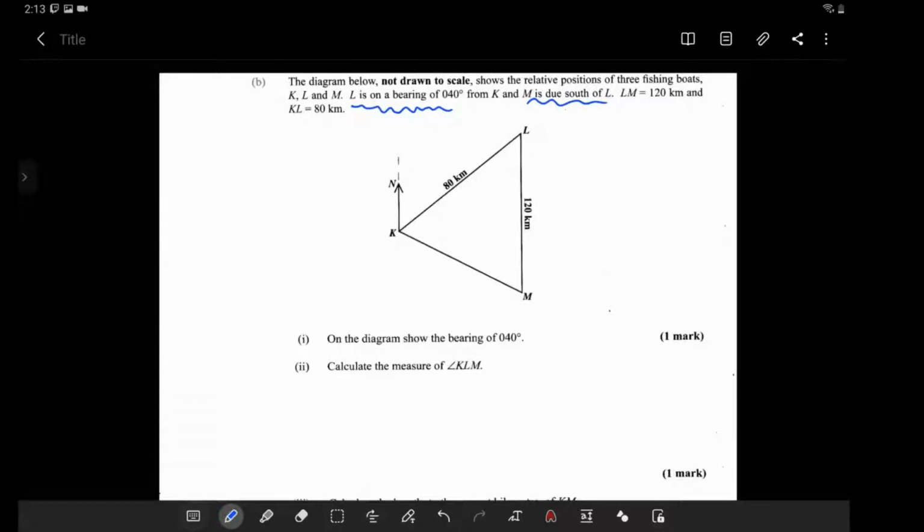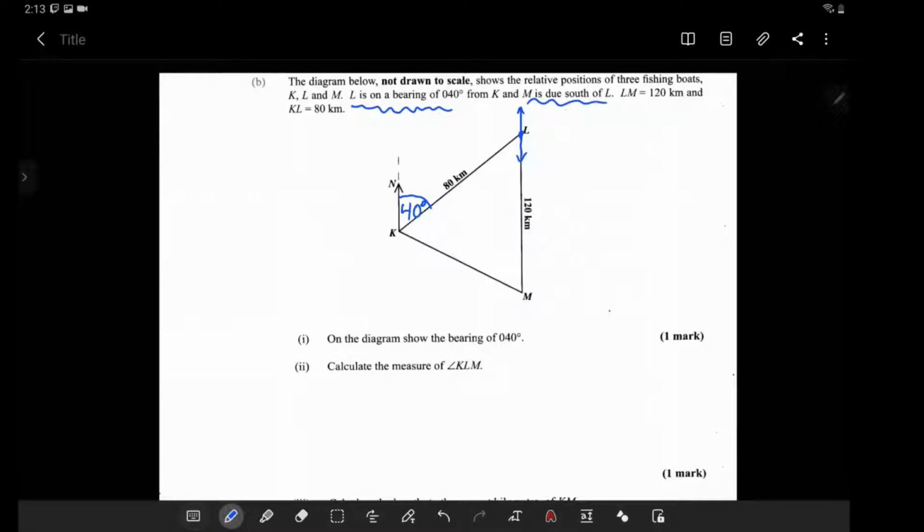Well, we are told that L, at this point, is on a bearing of 40 degrees from K. So that's this right here. Remember, we always take the bearing clockwise. So this is 40 degrees from the north. This here is the north arrow for L, which would imply that this here is the south, right? But we are told that M is due south of L.